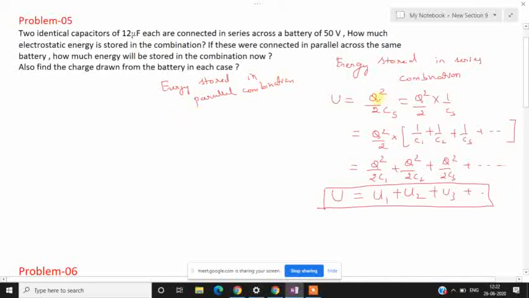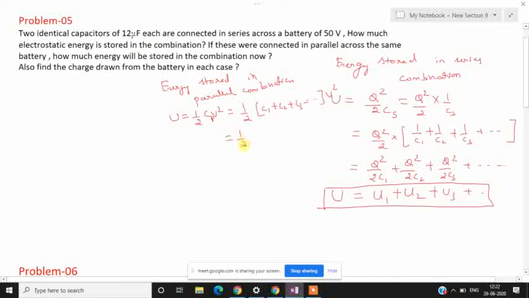For this, if you take this expression, the Q is not the same in every capacitor. The Q changes because they are connected in parallel. For that, you have to take the expression U is equal to 1 by 2 CV square. V is constant on each capacitor because they are connected in parallel. Now I can write 1 by 2 CP V square, because I am taking the equivalent capacitance of the parallel combination. CP I can write as C1 plus C2 plus C3, and it goes on like this, into V square.